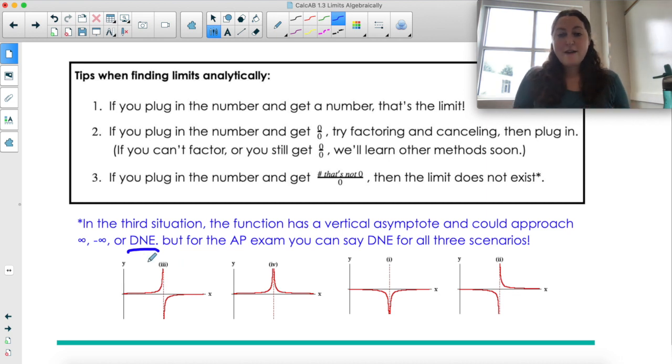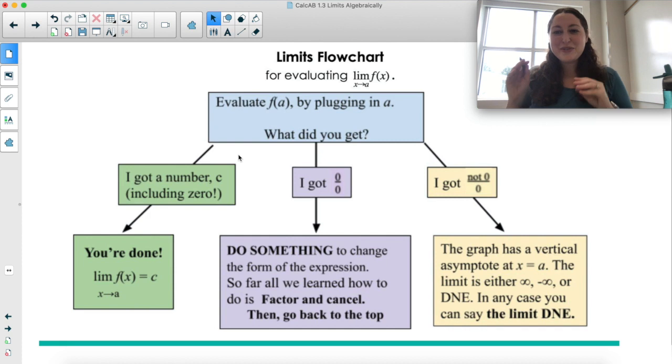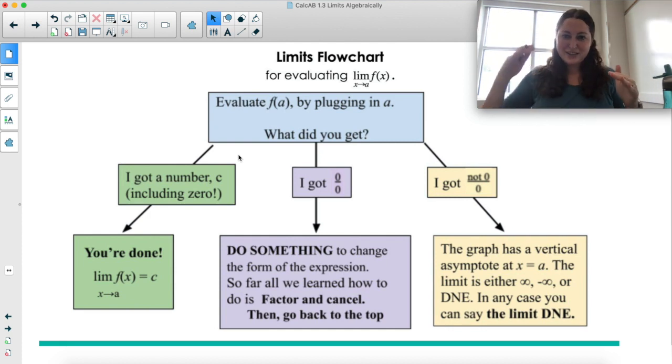So again, every time you have a number over 0 after you plug in, the answer is the limit does not exist, DNE. Okay, for those of you who are visual learners, here's a flow chart that helps break it down. Start by plugging in a. If you get a number, including 0, because 0 is a number, you're done. That's the limit. If you get 0 over 0, do something, and all we've learned so far is factor, cancel, and plug in. And if you get a nonzero number over 0, then the limit does not exist.